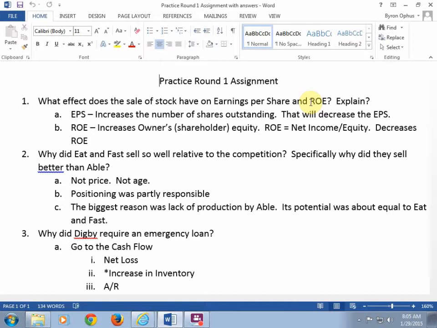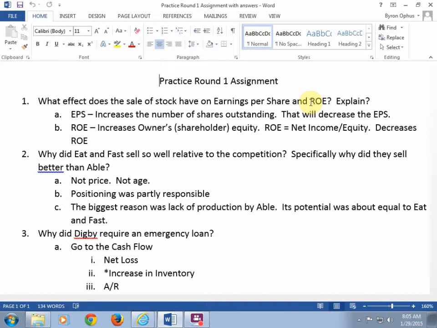It's the same thing with ROE, which is return on equity. If I'm selling stock, I'm bringing in cash. I'm increasing my assets and I'm increasing my equity, my owner's equity or shareholder's equity. ROE is net income over equity, so my denominator is bigger, and my ROE becomes smaller. So in both cases, it reduces my earnings per share and it reduces my ROE. This becomes important in the second round.